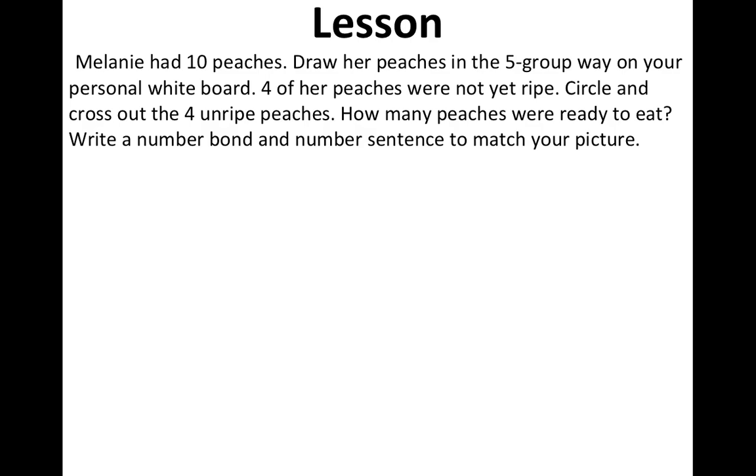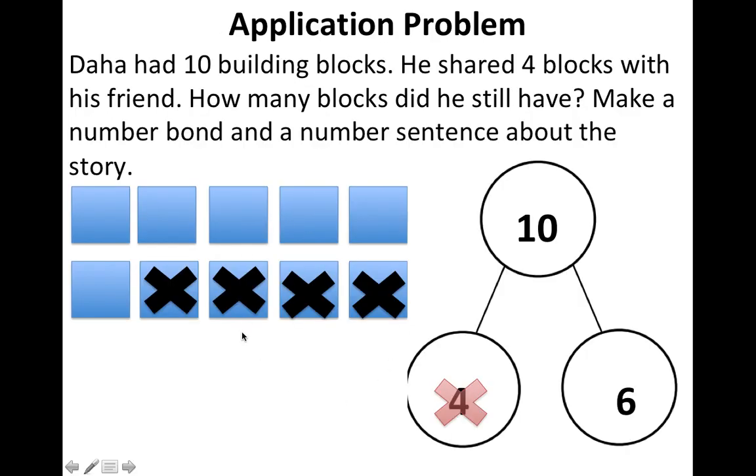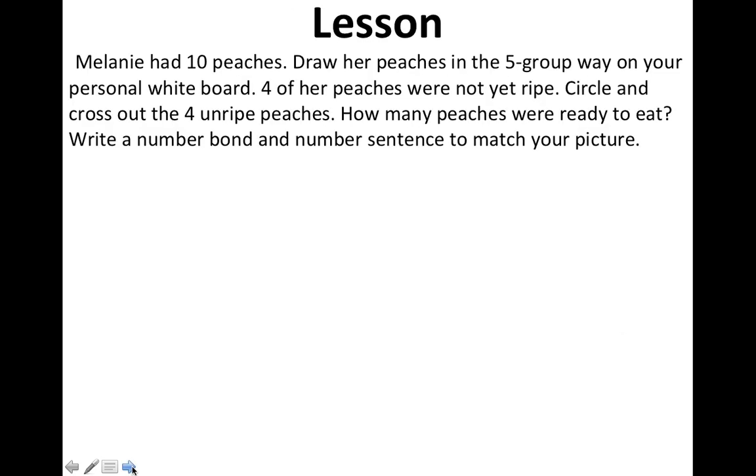So we were supposed to write a number sentence, I believe, and let's do that. So I'm going to write the number sentence, like, so we know we started off with 10. We use minus to show take away. How many did we put an X mark on? 4. So I'm going to put 10 minus 4, and then the answer is 6, right? And our number sentence matches the number bond that we have. So let's go to the next slide, which is our lesson.